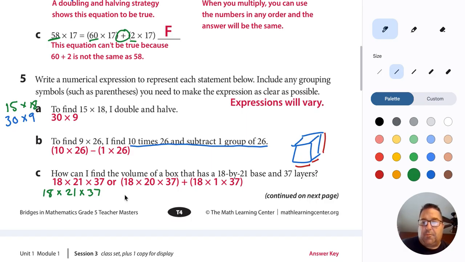Or we could multiply in any order. We could do 21 times 18 times 37. It doesn't matter. Or maybe you want to start with the 37. 37 times 21 times 18. Doesn't really matter. You could do whatever arrangement you want to do. And then, you can break it down however you want. But to me, in green here, that's what I'm looking for. It's just multiply the 3 numbers.